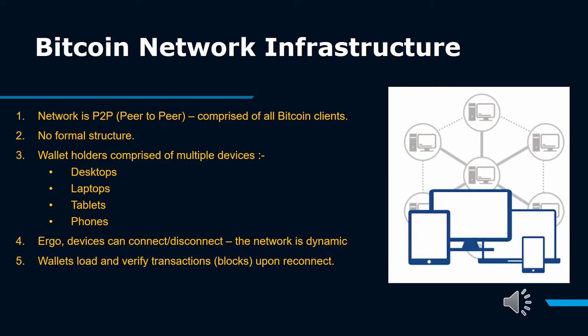We use the term extended Bitcoin network to refer to the overall network that includes the Bitcoin peer-to-peer protocol, pool mining protocols, the Stratum protocol, and any other related protocols connecting the components of the Bitcoin system. Wallet holders comprise multiple devices, like desktops, laptops, tablets, and phones. Ergo, devices can connect and disconnect, because the network is dynamic. Also, wallets load and verify transactions and blocks upon reconnect.